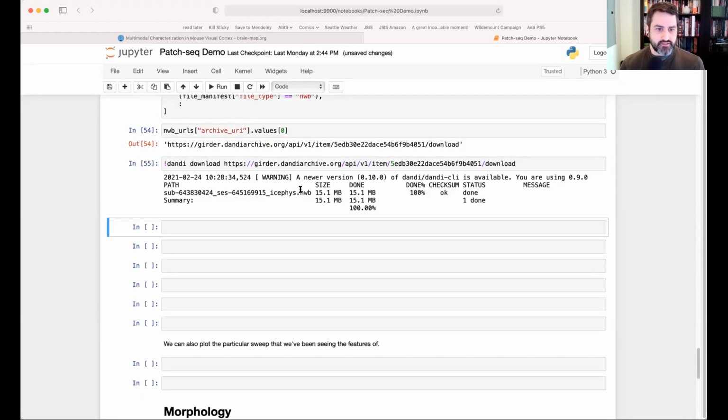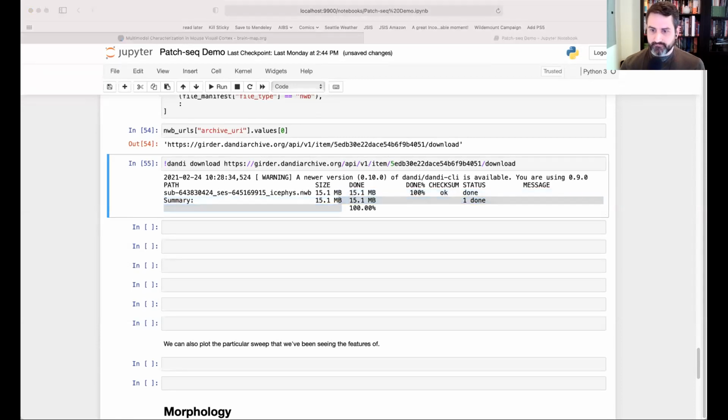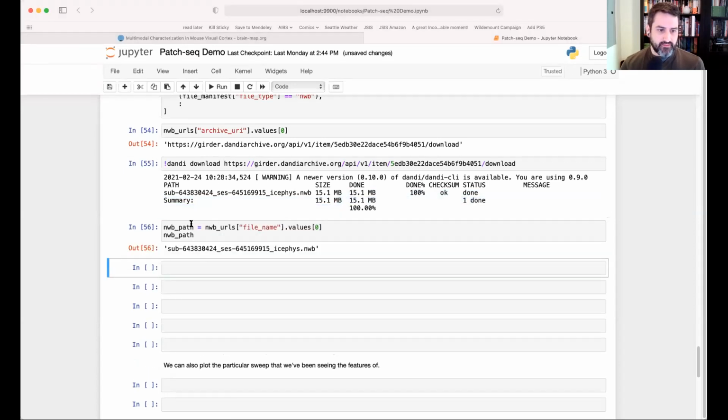Apparently there's a newer version available. Okay, so we've downloaded that file. It's about 15 megabytes. All right, and so we can also get the file path from that file manifest.